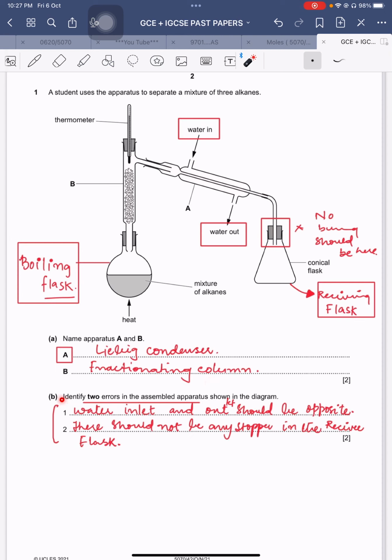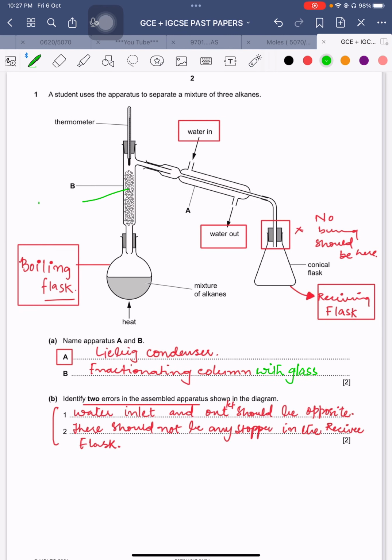Okay. Then what about the B question? Identify, a good student can write this as well, fractionating column with glass beads. Okay, because glass beads or glass wool, I am writing here for your convenience, or it is called marble chips, which are filled in this fractionating column to increase the surface area of the fractionating column, hence to improve the efficiency of the fractionating column.